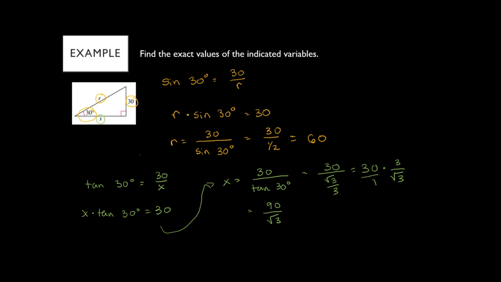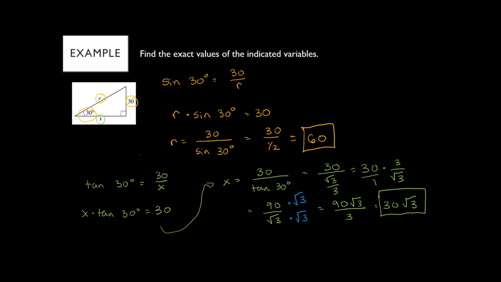But then we don't want to have a square root in the denominator, so we need to rationalize. So we need to multiply by the square root of 3 on the top and the bottom. So that gives us 90 times the square root of 3 over 3. And then 90 divided by 3 is 30. And so we get 30 times the square root of 3. And so now we have found both r and x.